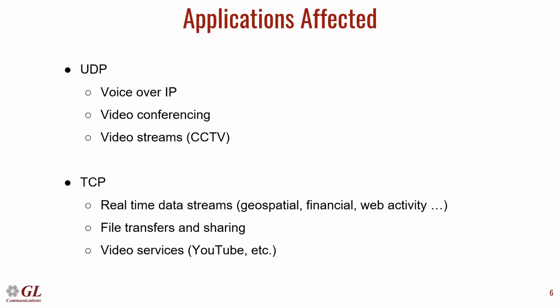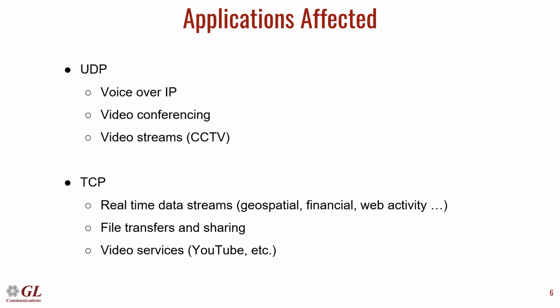Also, it's important to notice that TCP applications are also affected. You may think, okay, TCP has error detection and error correction capabilities. It can retransmit packets if a packet gets lost. Sure, absolutely. But when you're dealing with real-time data streams, whether it's some sort of geospatial data coming from sensors and satellites, or financial data like real-time stock prices, or some sort of web activity where you're doing something in real time, these real-time data streams will also be affected by latency and frame loss and packet loss and so on. These days, a lot of applications rely on real-time data streams. So just because it's TCP does not mean it's immune to those effects I talked about on the previous slide.